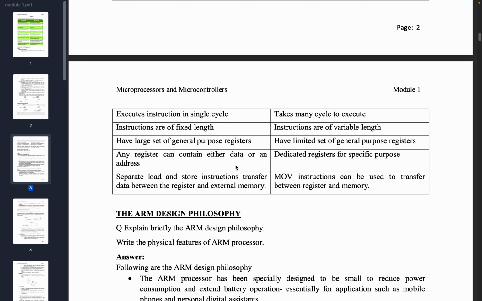Instructions are a fixed length in RISC, but in CISC the instructions are variable length. RISC has a large set of general purpose registers, but CISC has a limited set of general purpose registers. In RISC any register can contain either data or an address, but in CISC there are dedicated registers for specific purposes. RISC has separate load and store instructions that transfer data between the registers and external memory, but in CISC a move instruction can be used to transfer data between the registers and memory. That is the RISC and CISC difference.